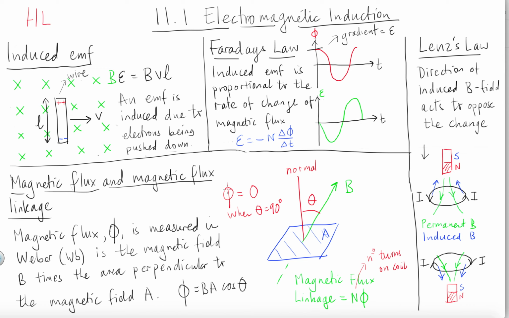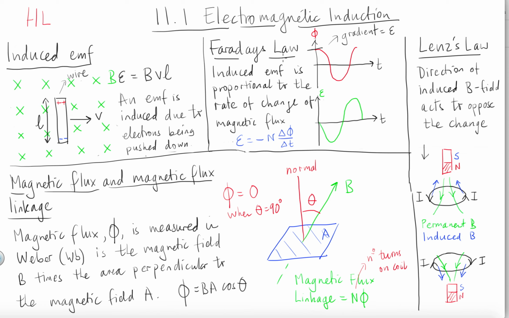And phi is 0 when theta is 90 degrees, but likewise phi is maximum when B is perpendicular to the surface of the coil. Magnetic flux linkage is simply the magnetic flux phi multiplied by the number of turns on the coil.